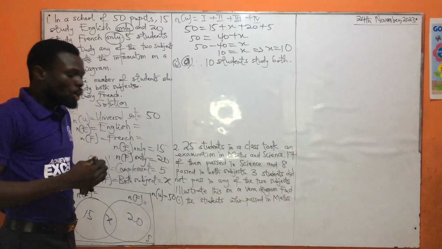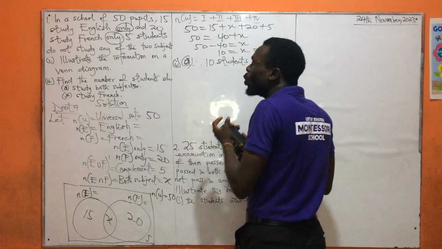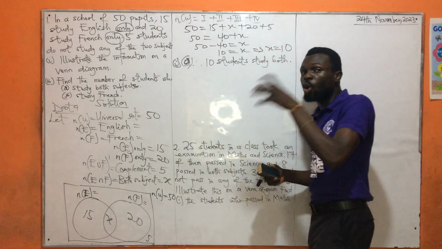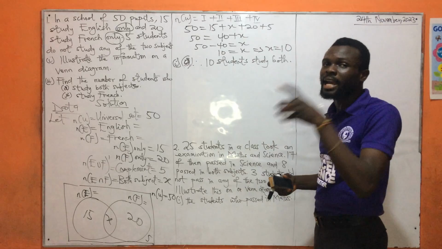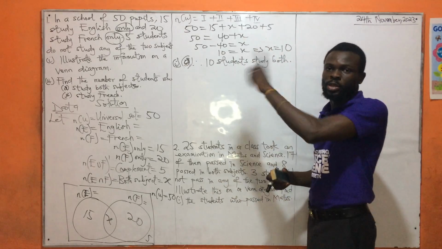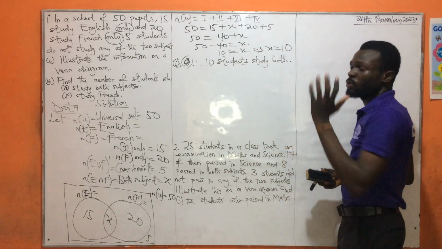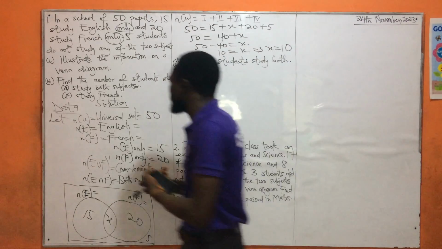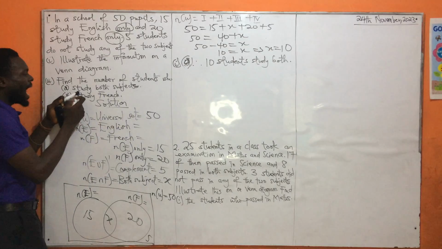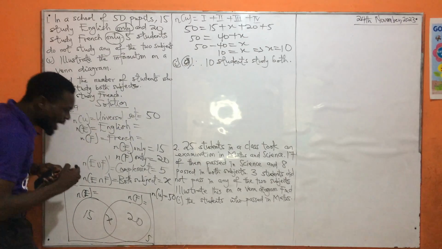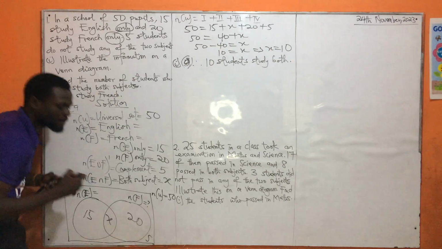We are done. So all we need to know is what the question is demanding, especially if there is only. We have to be extra careful, else we may get it wrong. So 10 students study both subjects. We are good to go. Now what is the next one saying? The next one is saying how many students study French. So that means we want the number here.